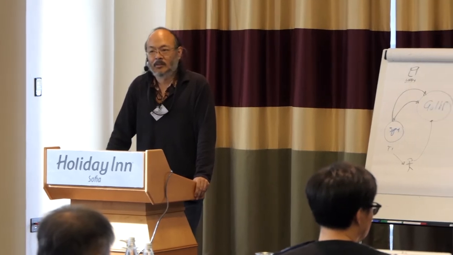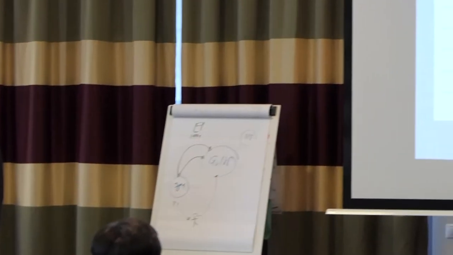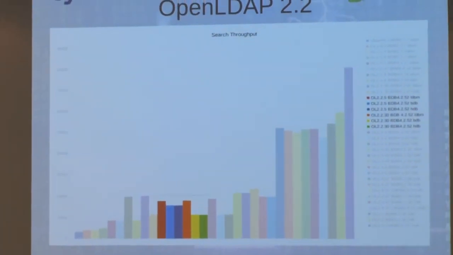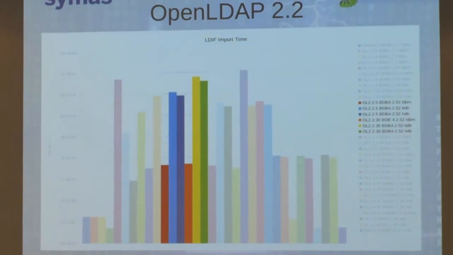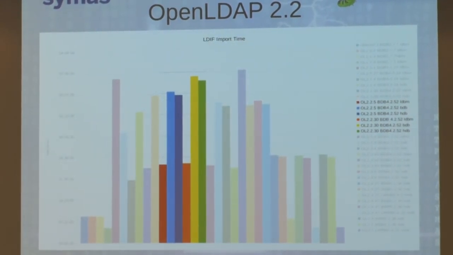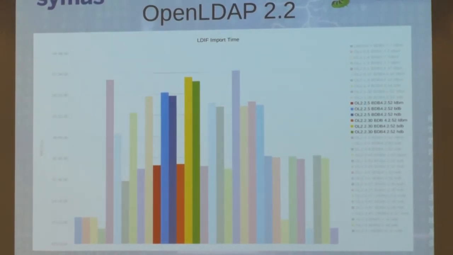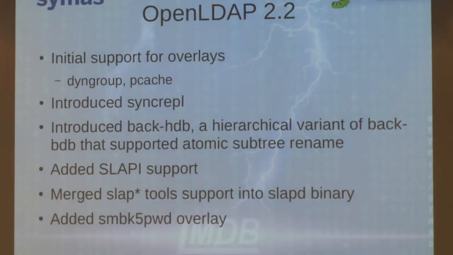All right, so you can see in OpenLDAP 2.2, we have some performance regressions on the search speed, at least for LDBM. For BackBDB, I think things actually got a little bit faster. LDAP import speeds are still bad for BackBDB. They're okay for BackLDBM. And also we introduced BackHDB in this time frame. So 2.2 has a lot of changes as well. We added support for overlays, and the very first ones were for dynamic groups and proxy caching. We introduced the syncrepl replication protocol.